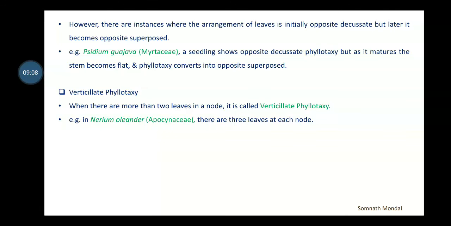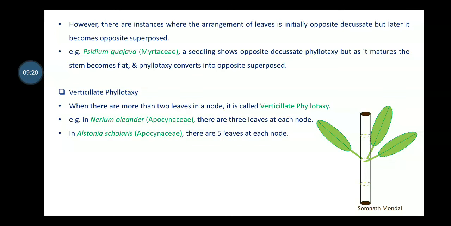For example, in Nerium oleander, there are 3 leaves at each node. In Alstonia scholaris, another member of Apocynaceae, there are 5 leaves at each node. And this is the image where we can see there are 3 leaves at each node. So this is verticillate phyllotaxy.